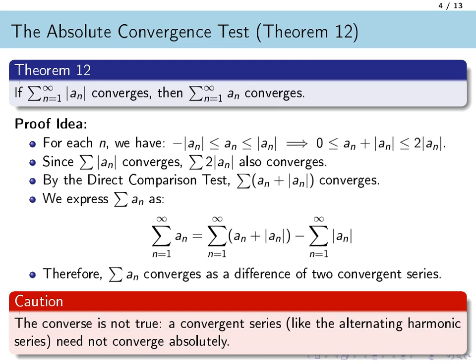This new series is bounded by 2 times the series of absolute values, so it must converge by the direct comparison test. We then show that our original series can be written as the difference of two convergent series. Since the difference of two convergent series is always convergent, our original series must converge as well.